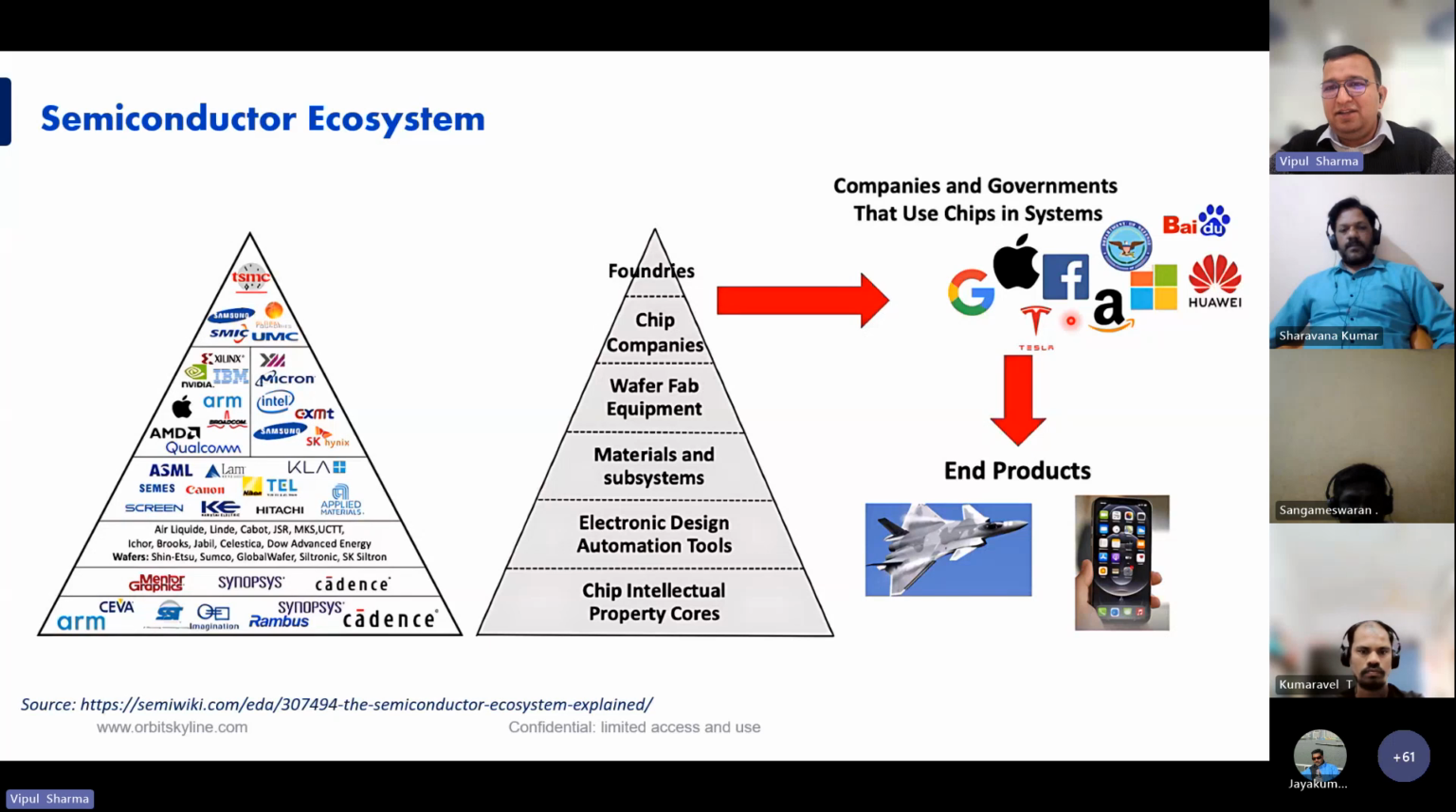But besides these companies, there are so many other companies and vendors who do their job so that a successful chip comes out of a foundry, and those chips then get integrated into these products, and these products go into the final application, like a mobile phone or defense. So this is a brief overview of how the semiconductor ecosystem looks.